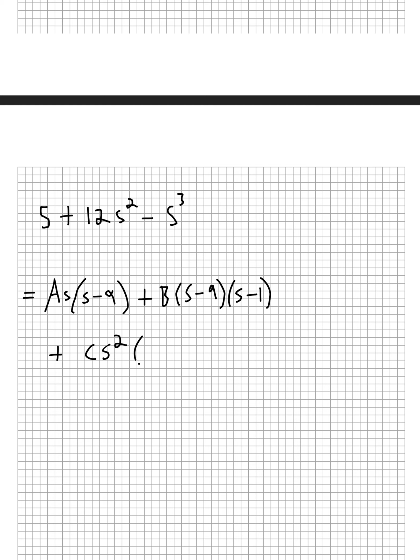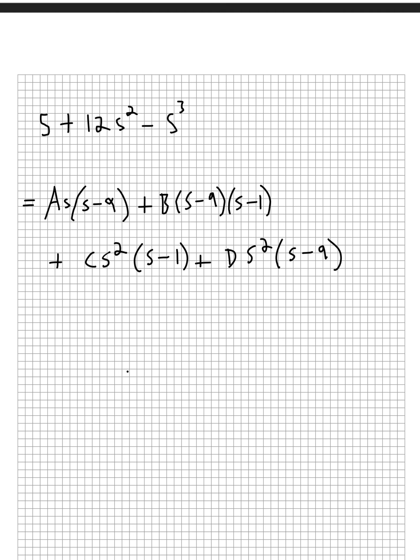As a result of that, we end up having this result: 5 plus 12 times s squared minus s cubed, okay, is going to all be set equal to A times s, all right, times (s minus 9), after you collect all the terms from the denominator, plus B times (s minus 9), okay, times (s minus 1), all right, plus C s squared, okay, times (s minus 1), plus D s squared times (s minus 9). This is what you end up with, okay?